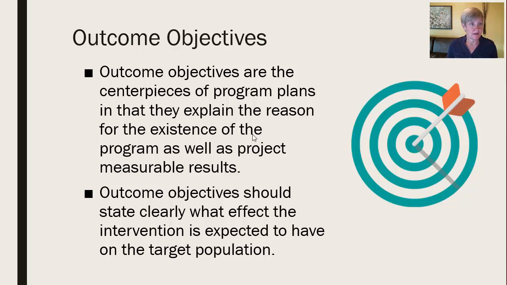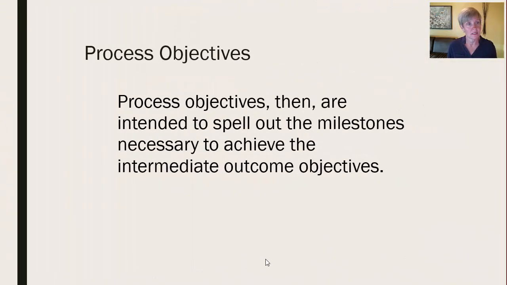Outcome objectives then are centerpieces of the program plans. They explain the reason for the existence of the program as well as the project's measurable results. What's going to happen at the end of the day? Outcome objectives should state clearly what effects the intervention is expected to have on the target population, very specifically, and that's when you use that measurement tool that you've either created or that has already been created, that you're using as a yardstick for your success.